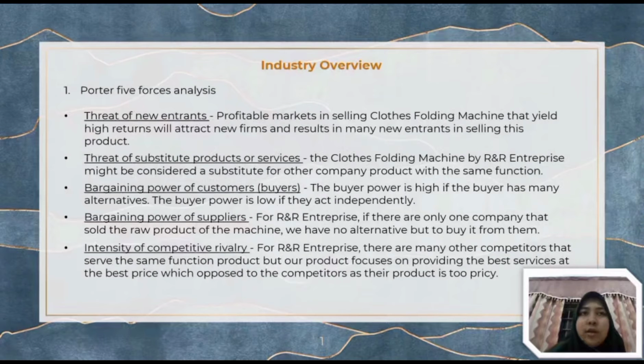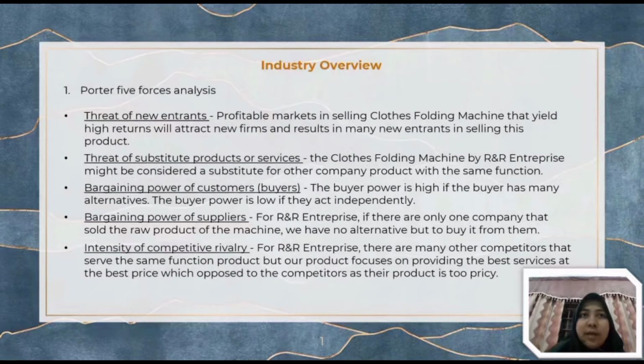The second is threat of substitute products or services. The clothes folding machine by R&R Enterprise might be considered a substitute for other companies' products with the same function. The third is bargaining power of customers or buyers. The buyer power is high if the buyer has many alternatives. The buyer power is low if they act independently.